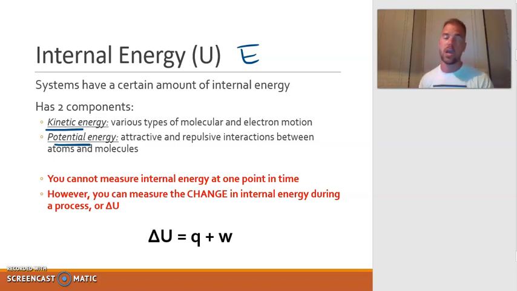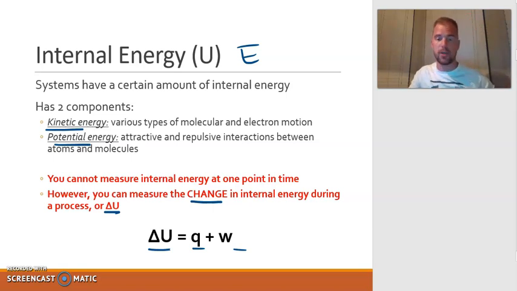Now here's the thing. We can't measure internal energy. Like, we can't do it. I can't measure the internal energy of this table. There's too many unknowns, mathematically speaking. But what I can do is measure the change in internal energy when the table goes through a process. So as a result of a process, we can calculate not the internal energy, but the change in internal energy. And that's where we get the delta U. So here's our very first equation. Delta U is equal to Q plus W.